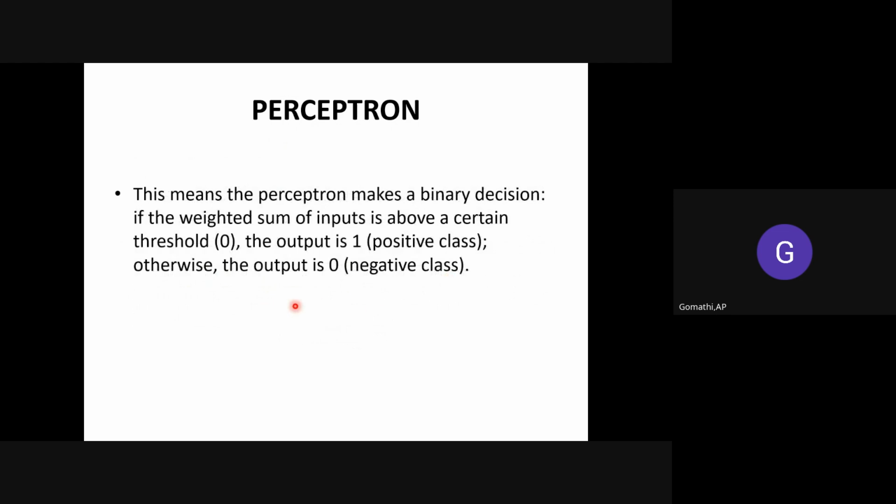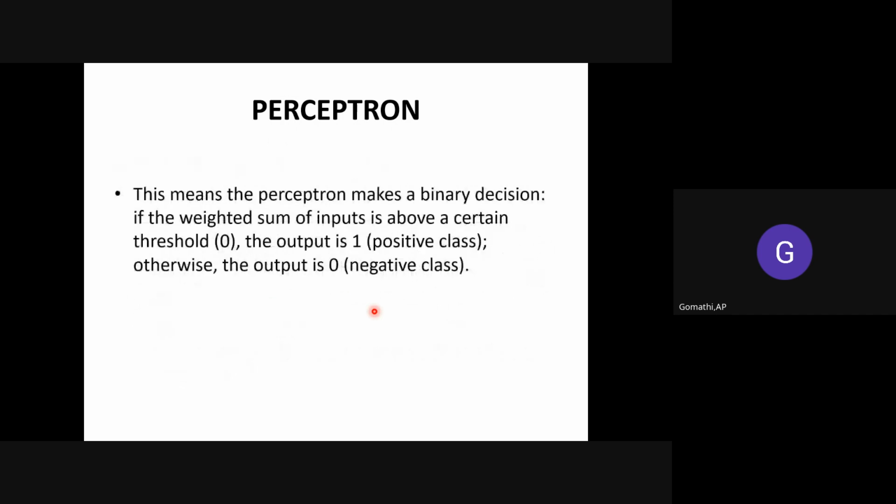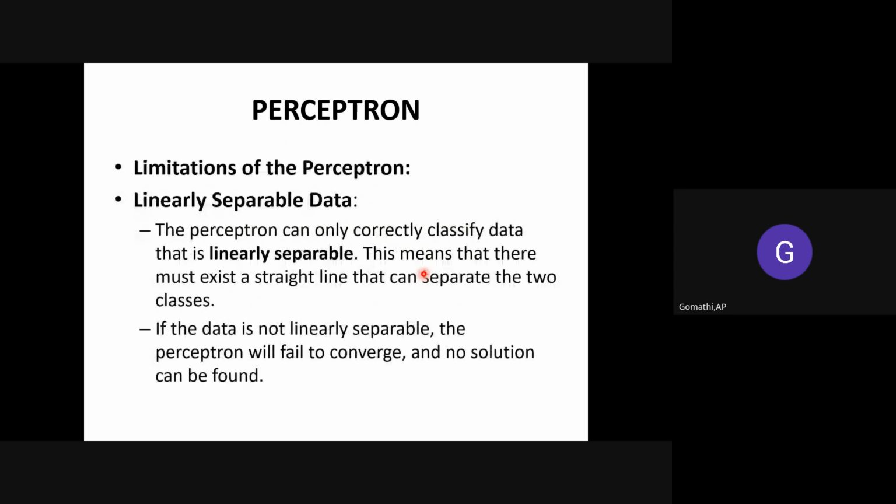Finally, we have concluded that the perceptron is mainly used for binary classification, and it makes a binary decision. If the weighted sum of the input is above the threshold, the output is 1. Otherwise, the output is 0. The positive class is also known as class A. The negative class is also known as class B.